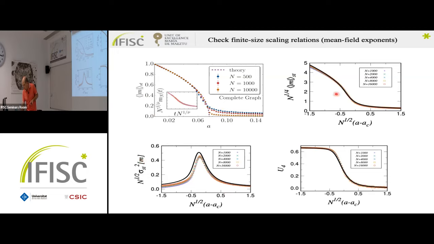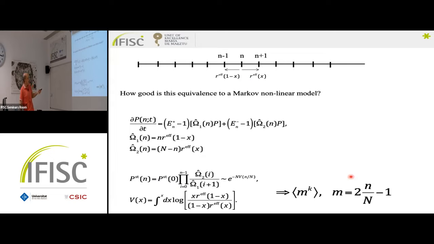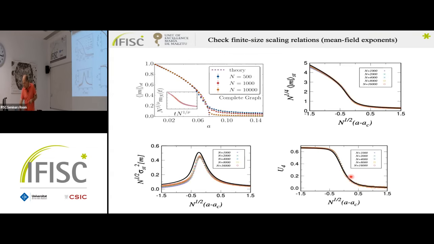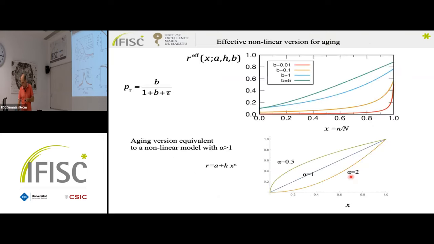You can compute the fluctuations. For instance, this is the fluctuation. This is the fourth cumulant. And you can derive scaling laws and so on using these effective rates. Using this stationary solution as a starting point, you can find all these results analytically in the complete graph. So you can do all the mathematics. Now we'll work on other graphs.